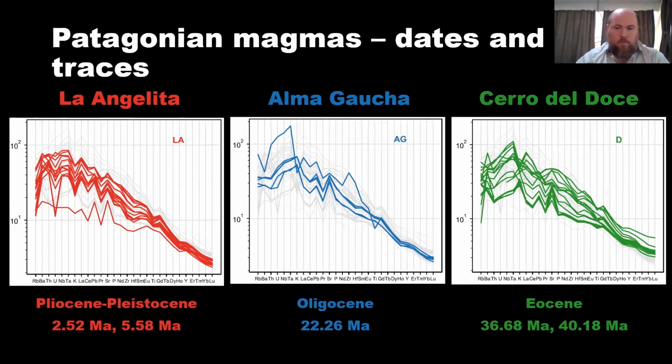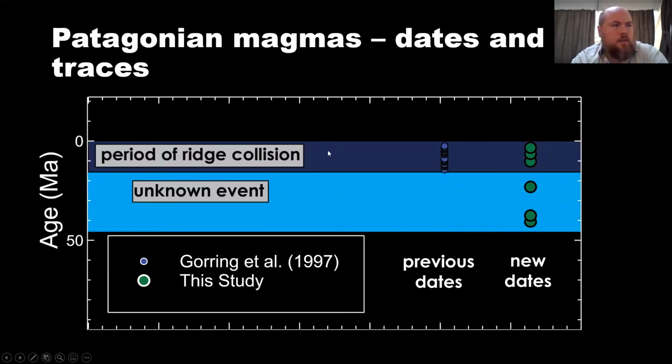There's a problem, however, because magmas from the Alma Gaucha formation and the Cerro del Doce formation also have these very enriched, very similar OIB trace element patterns. However, these magmas are from the Oligocene 22 million years ago and the Eocene 37 and 40 million years ago. So here's another look at that.